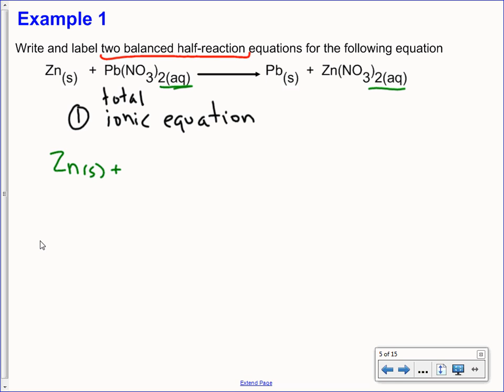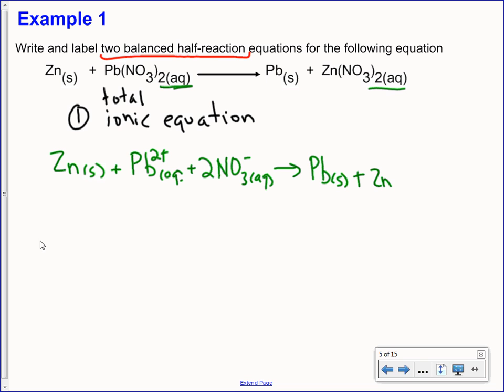zinc solid, we have lead 2 ions in solution. We have as well 2 nitrate ions in solution. And as our products, we have solid lead. Our lead stays as lead. We have zinc ions with a +2 charge on them. And we have our 2 nitrate ions.